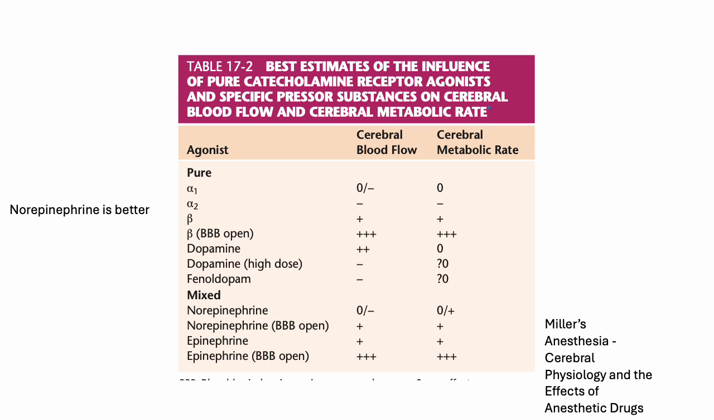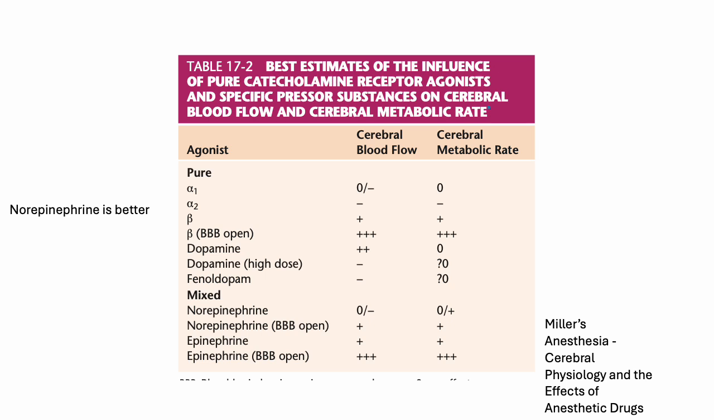So you can actually increase intracranial pressure from that, especially if the blood-brain barrier is open, meaning that if you have intracranial pathology, then you can really increase the cerebral blood flow. With high-dose dopamine, you might decrease it when you get a lot of alpha, but at mid to low doses, you can actually increase blood flow. So not great.